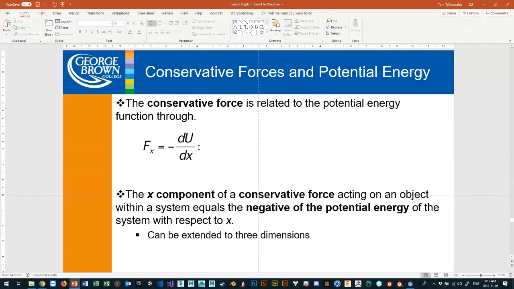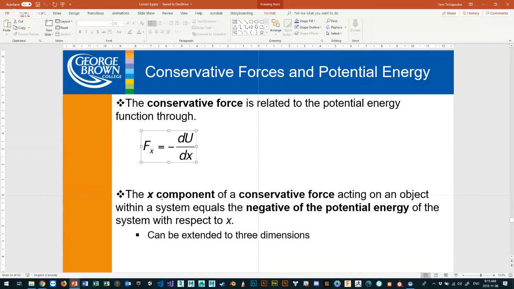We can say that the conservative force is related to the potential energy function through the function F of x, where Fx is equal to the negative of the change in potential energy over the change in x, the displacement. So you can find that total force. This is actually an equation that you can use when you don't have complete information. And notice the negative sign here.